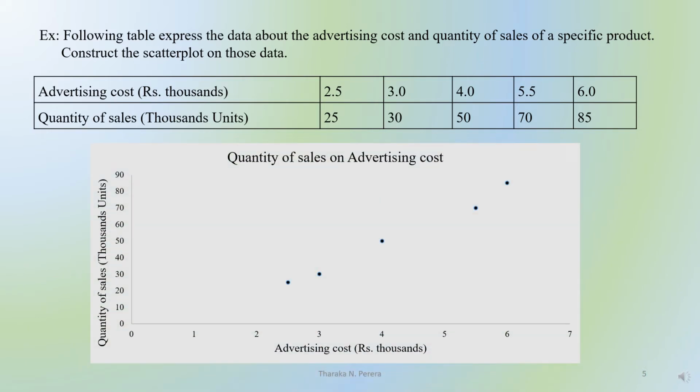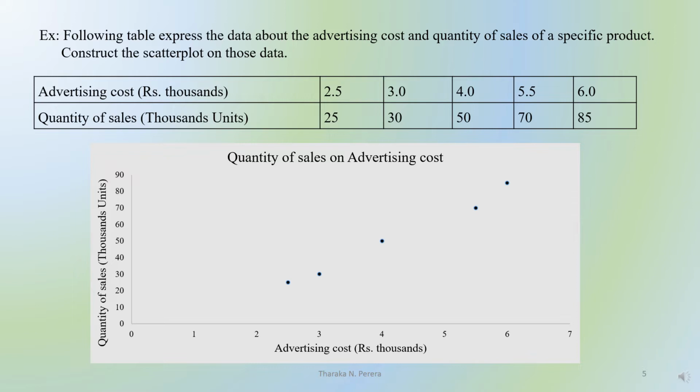This is the scatter diagram. You can see that here I put the topic and named both axes with the units. That means advertising cost in thousands of rupees and quantity of sales in thousands of units, and marked the points in the coordinate plane. As for the data which you use, you can use breaks for the axis as per your necessity. You should remember that the scatter diagram only consists of scattered dots. There is no need to draw the regression line on a scatter diagram.